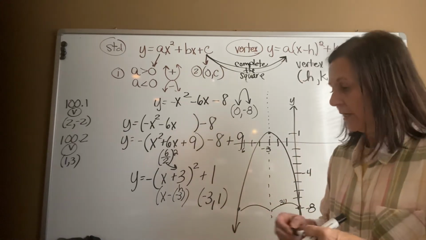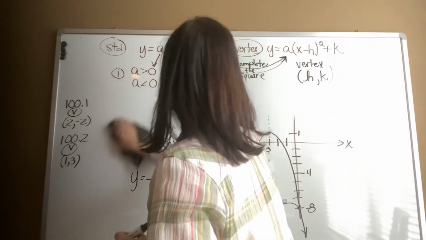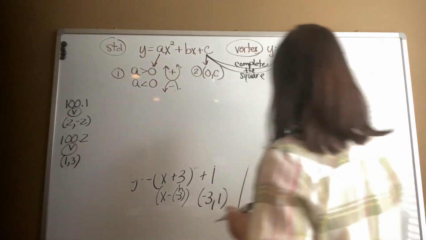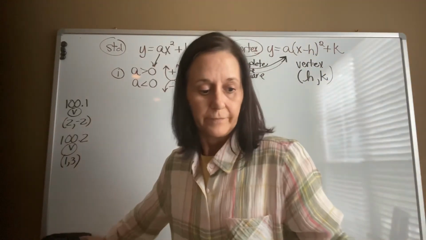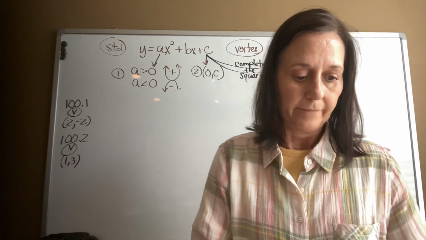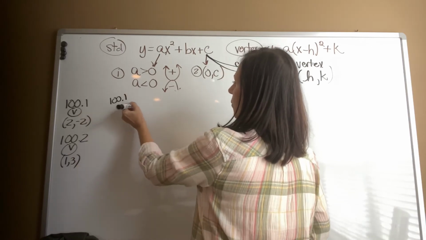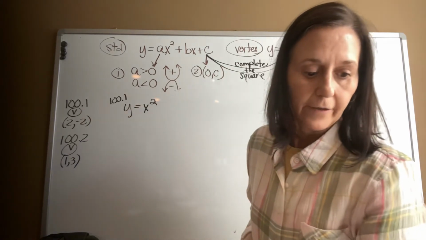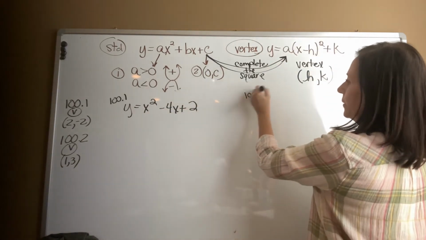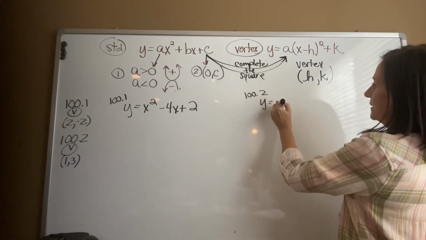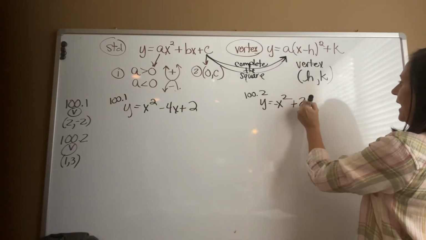Now, I said I was going to show you another way you could find the vertex. All right? So let's go back to the equation. I'm going to write both the equations from example 1 and 2 on the board. So going back, 100.1 was y equals x squared minus 4x plus 2, and 100.2 was y equals negative x squared plus 2x plus 2.